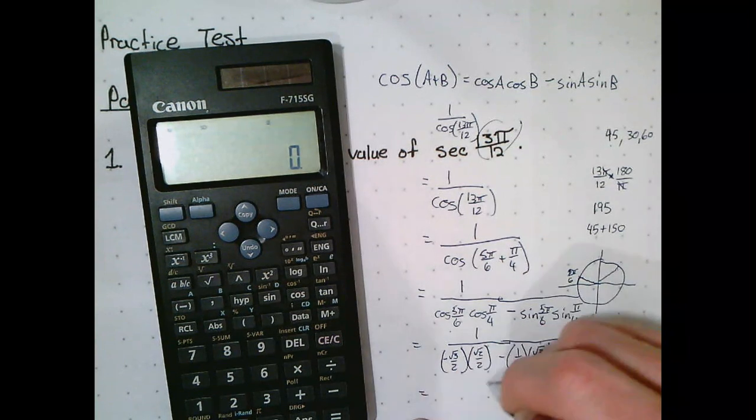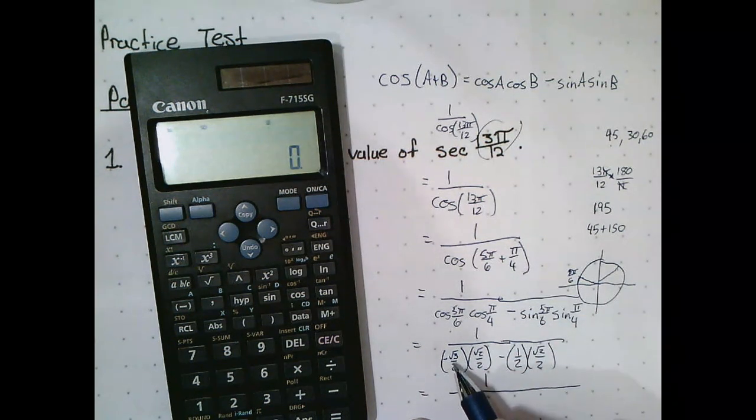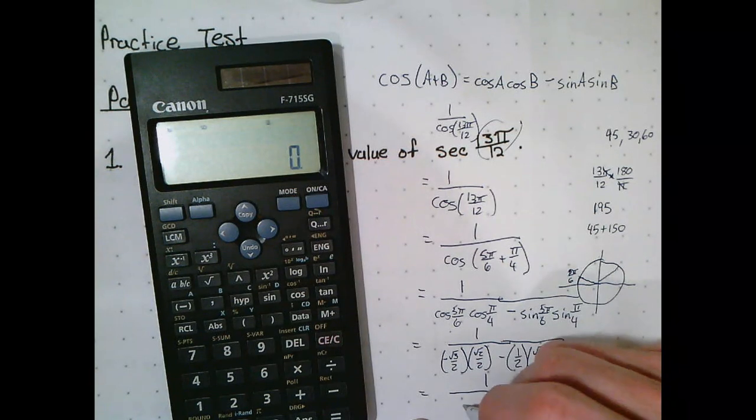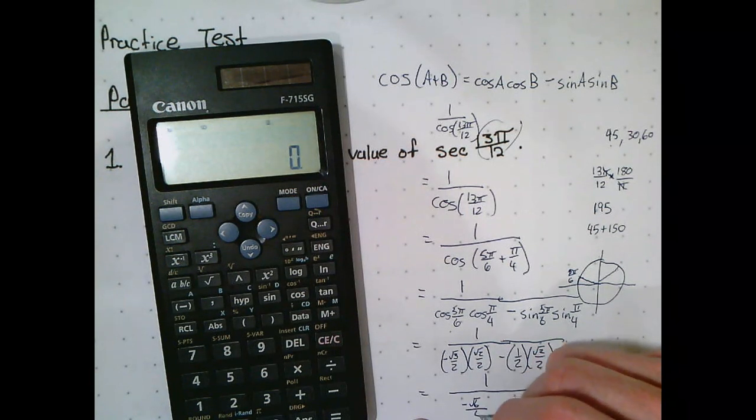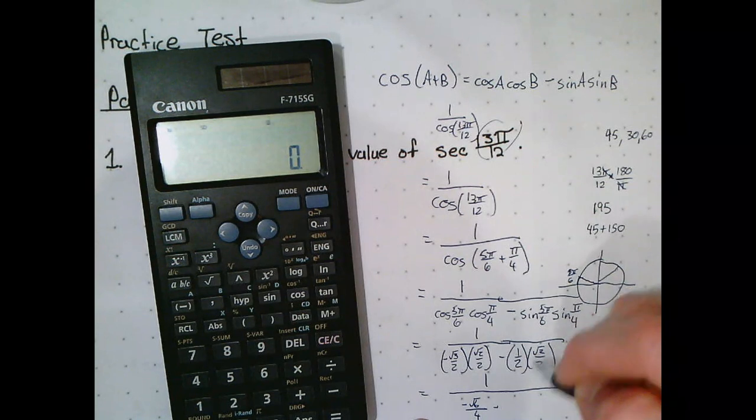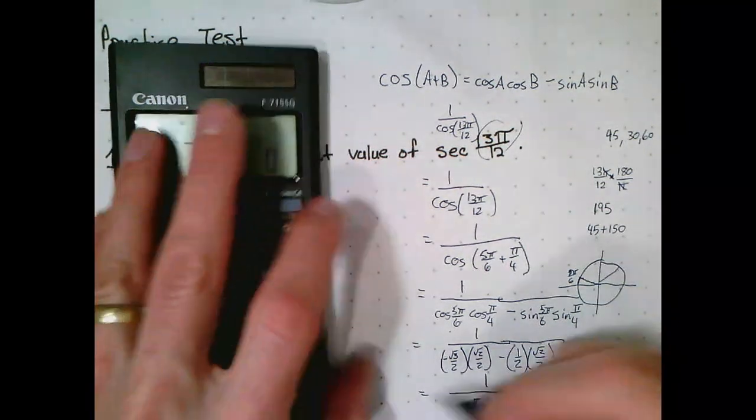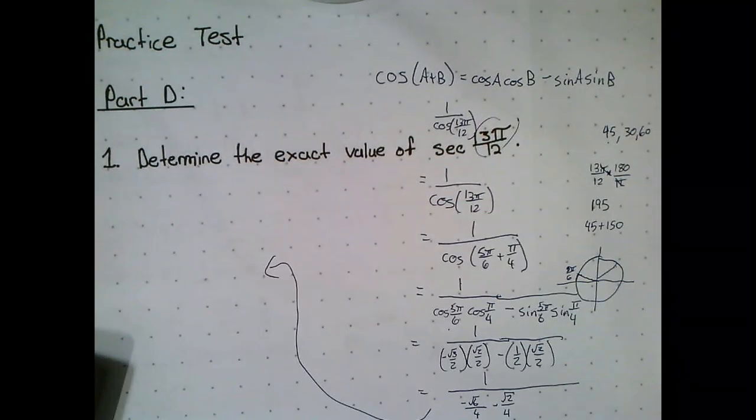Now working this out, we get 1 over, and this becomes negative root 6 over 4 minus root 2 over 4. And so I'm just going to continue this over here. I know my columns are all messed up. I would take off all of my marks for this.